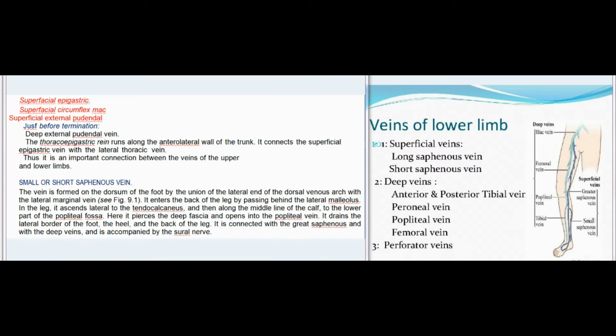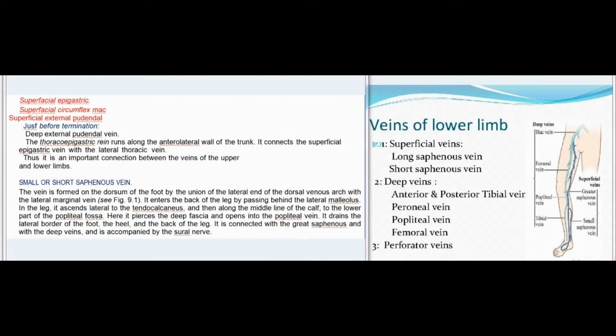Superficial epigastric, superficial circumflex iliac, superficial external pudendal, and, just before termination, deep external pudendal vein. The thoracoepigastric vein runs along the anterolateral wall of the trunk. It connects the superficial epigastric vein with the lateral thoracic vein. Thus it is an important connection between the veins of the upper and lower limbs.